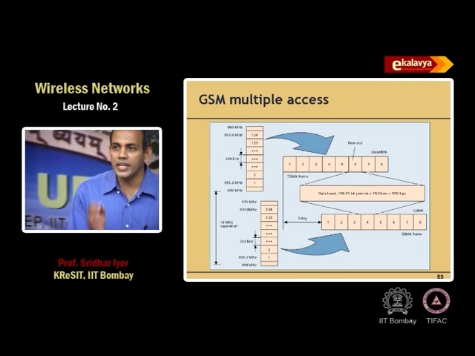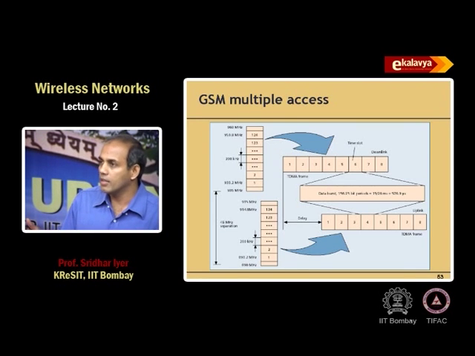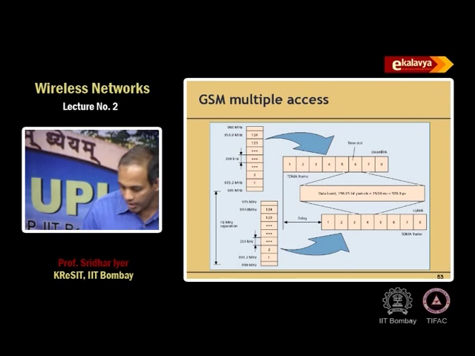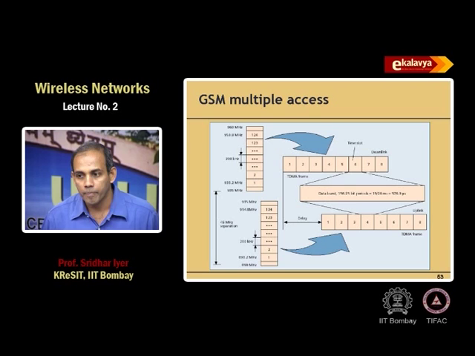So what is done is, in a GSM system, for any two-way channel, we use the same frequency number and the time slot number. For example, this is frequency channel 123. This is also frequency channel 123. So the channel ID is the same, 123, but the frequency in which they are operating is different, right?